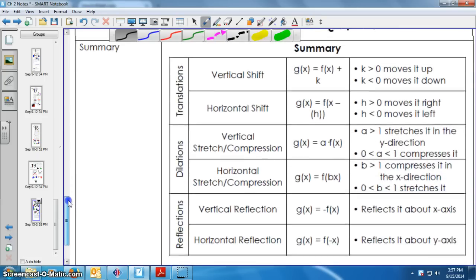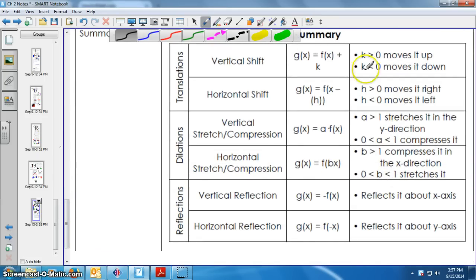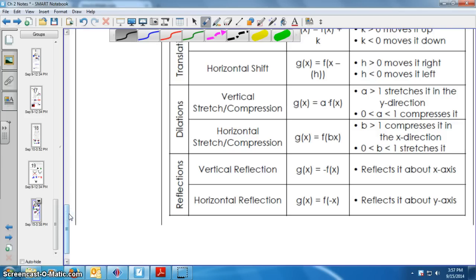So here's kind of a nice summary box of how things work if it's translating or sliding or moving left or right or up or down. And then the dilations, that vertical and horizontal stretches and compressions, and then the reflections. So just kind of a good summary piece. But practice really is going to make things go a lot smoother because you are going to see this in the next few chapters. So practice, practice, practice.